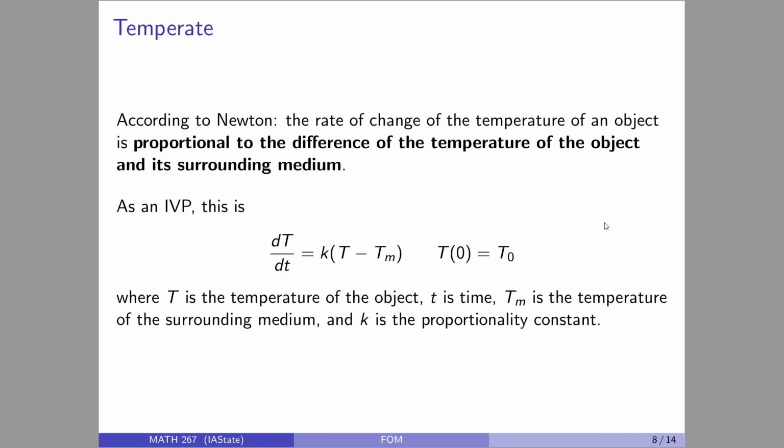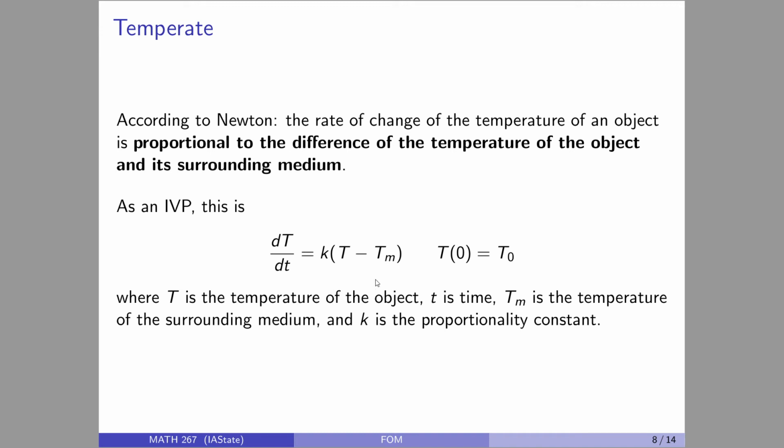As an initial value problem, this can be represented as follows. Proportional, again, means the rate of change is a constant multiple of the difference of the temperature of the object T and the surrounding medium Tm. And T naught will be the initial temperature of the object. Okay, so there you go.